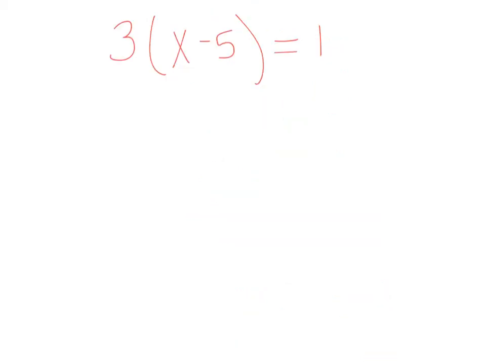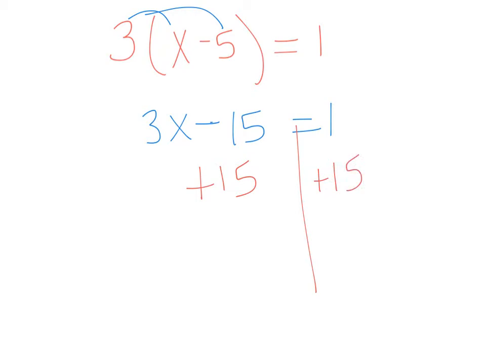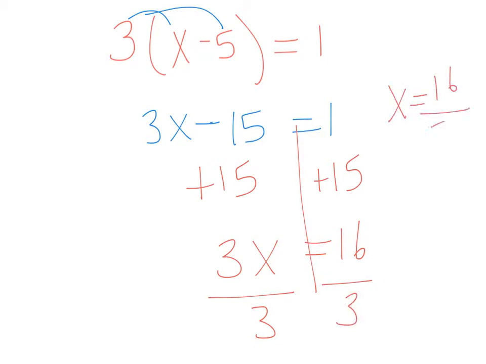The last example from the previous slide was 3 times the quantity x minus 5 equals 1. Now, since most of you don't like dealing with fractions, which is what you'll end up with if you immediately divide by 3, I suggest go ahead and distribute the 3 and go from there. So we've got 3x minus 15 equals 1. And then we're going to do what we've done in the other examples. Add 15 to both sides. There's my equal sign. So we've got 3x equals 16. And then divide both sides by 3. So x is equal to 16/3.